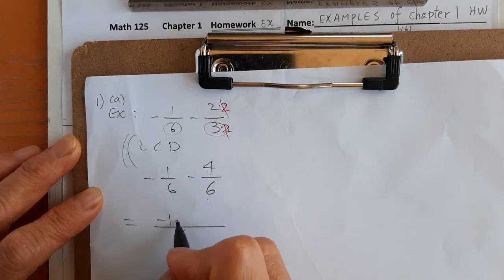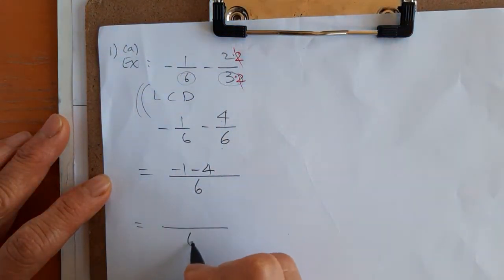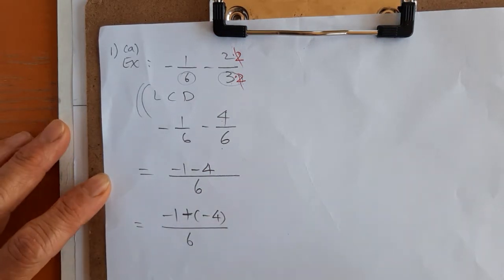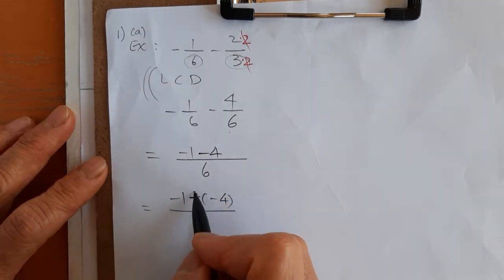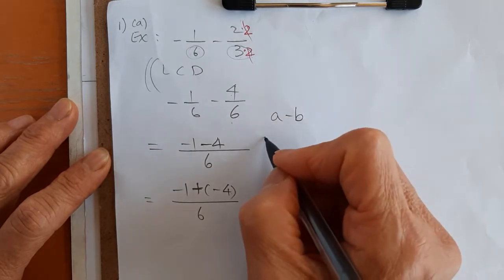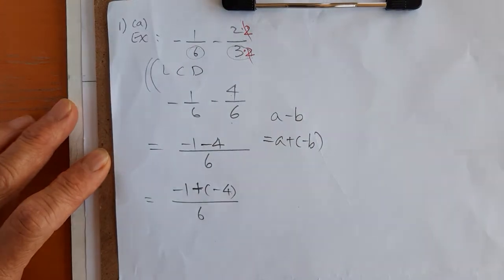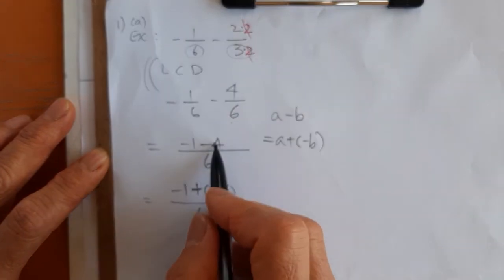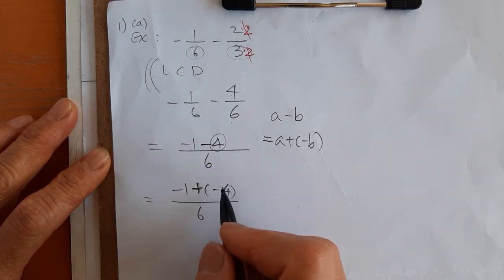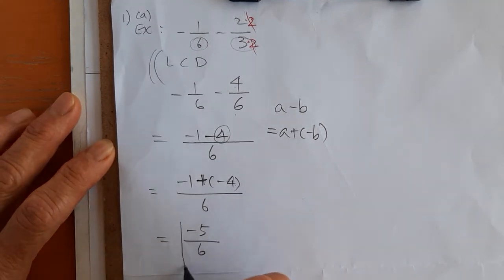So the numerator, negative 1, negative 4. Negative 1 minus 4 is equal to negative 1 plus negative 4. Minus 4 is the same as plus negative 4. A minus B, the definition of subtraction, is A plus the opposite of B, negative B. So the minus 4 is the same as plus the opposite of 4, which is negative 4. And both are negative, so you add together and get negative 5/6.